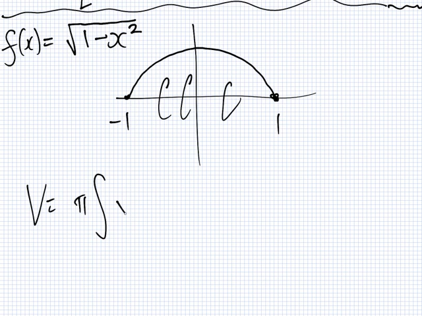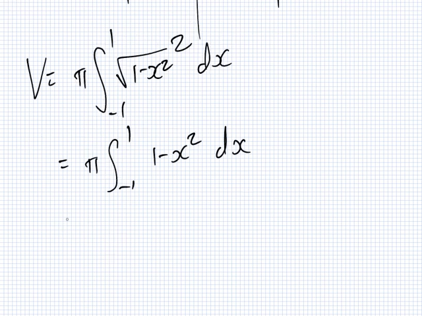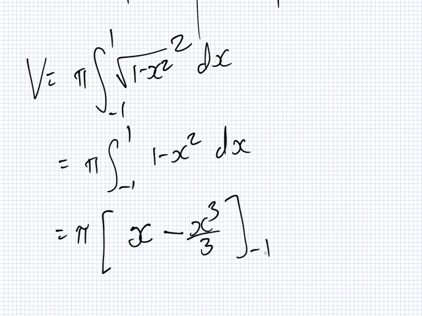Right, so we have our function squared dx from minus 1 to 1. That's nice because the square root and the square cancel. Happy days. This integration is easy peasy. What do we get when we integrate, once you get rid of the root? So when I integrate, what do I get? X. 1 over 3. Come on, what do we get? X cubed over 3. Minus x cubed over 3, from minus 1 to 1.